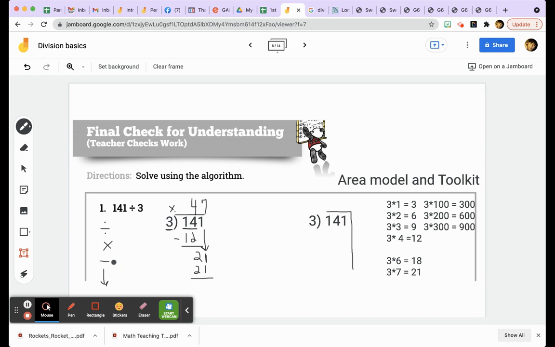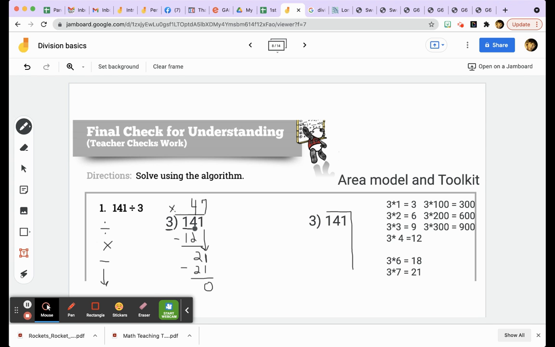After I multiply back, I subtract. 21 subtract 21 is 0. And I have my quotient. There are 47 equal groups of 3 in 141.